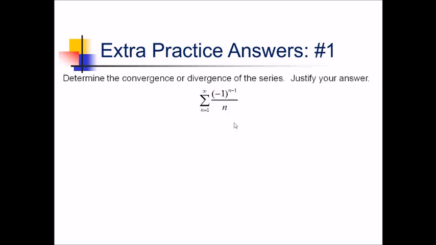Now this you might recognize is the alternating harmonic series. If we plug in 1, we've got 1 over 1, and if we plug in 2, that's going to be negative 1/2, then positive 1/3. So this is the alternating harmonic series, which is known to converge.